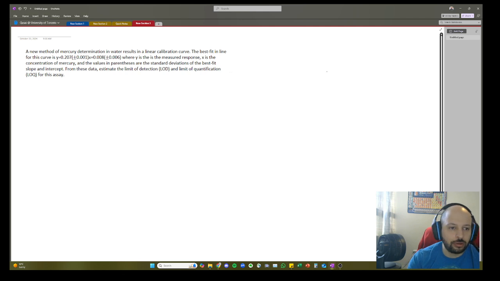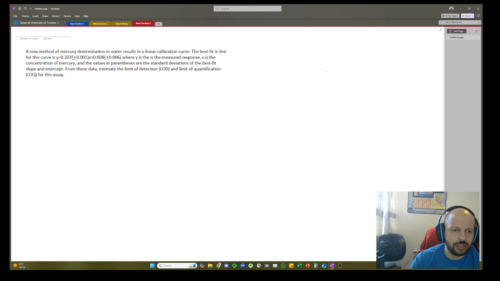So the question that we were going over in the review session on Thursday, and this question for everybody joining us is for a second year analytical chemistry course, was: a new method of mercury determination in water results in a linear calibration curve. So what's a linear calibration curve?